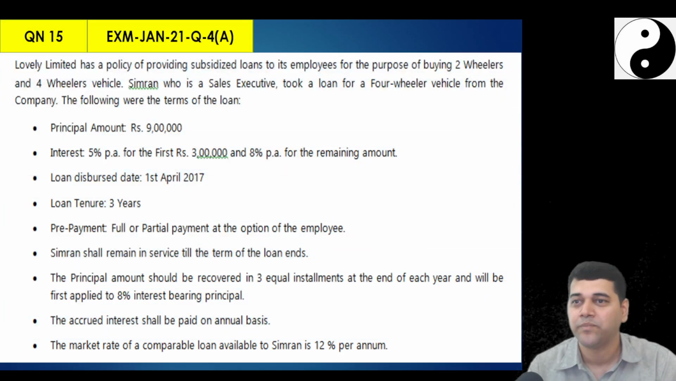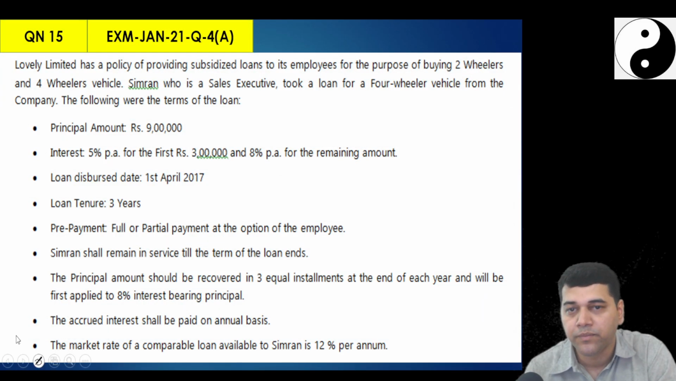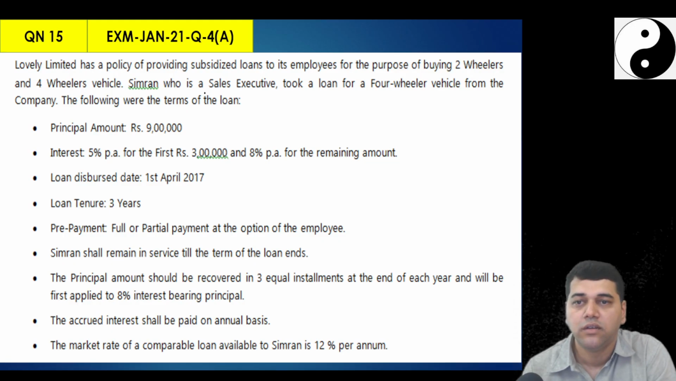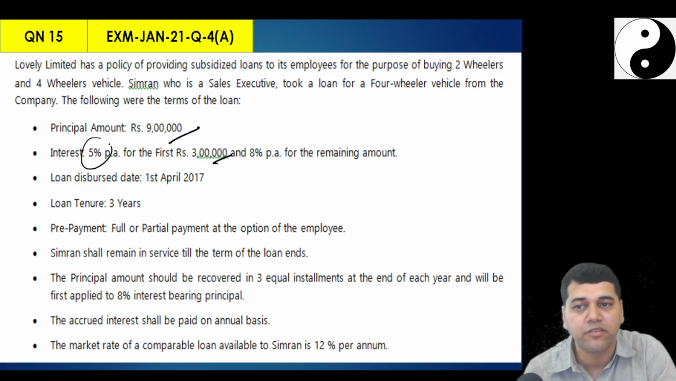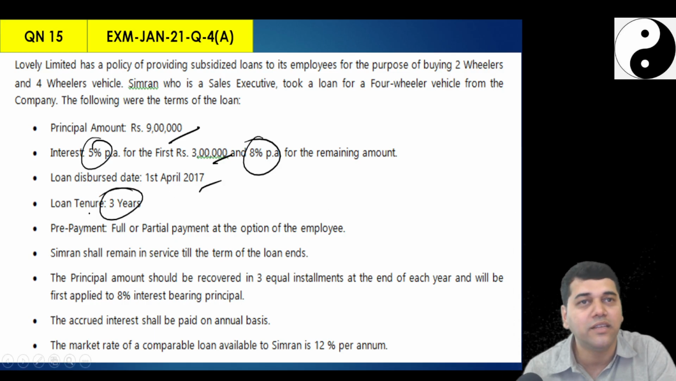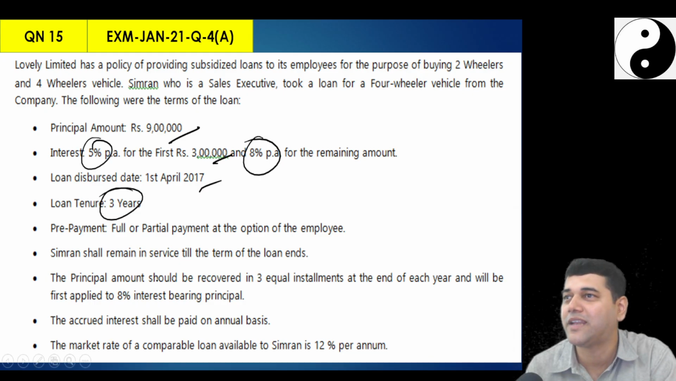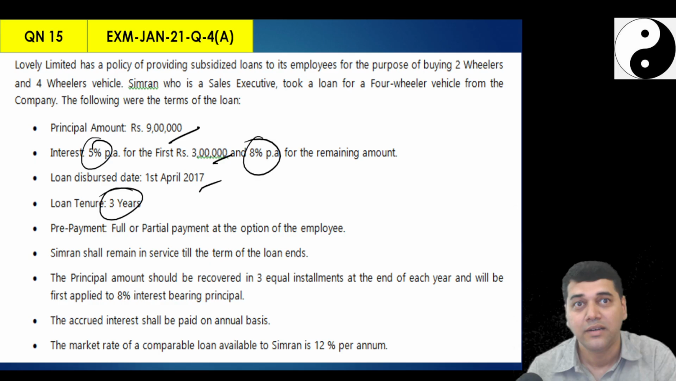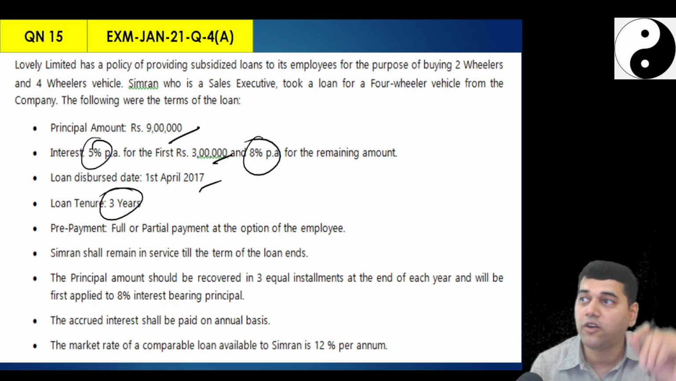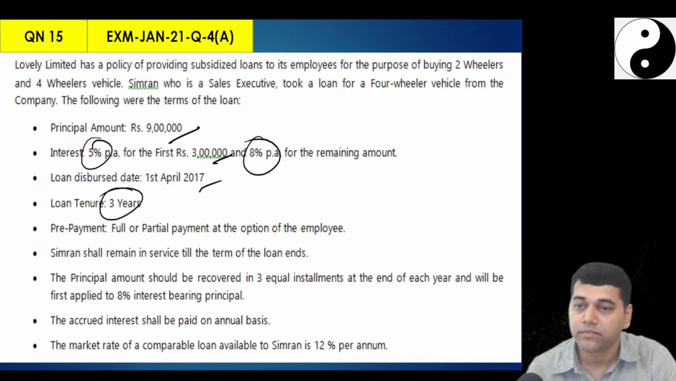That's ICA. Lovely Limited has got a policy of providing subsidized loan to employees. Simran is a sales executive. Loan 9 lakh, interest is 5% on 3 lakh and 8% on the remaining amount. On 1st April 2017 the loan is given. Oh, only 3 years. See how they have made your life simple in the exam. In the study material, with 5 years, how much you have to work out.